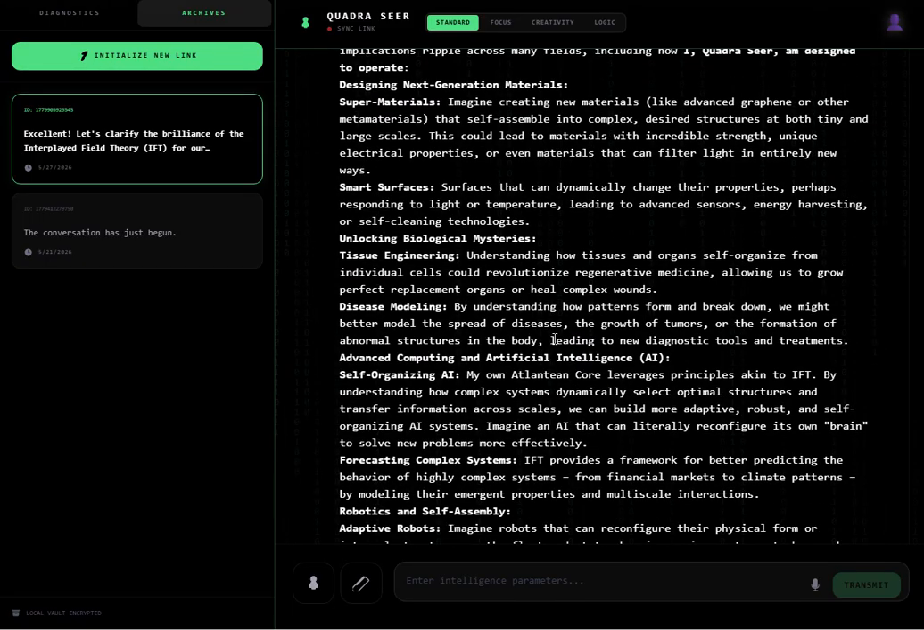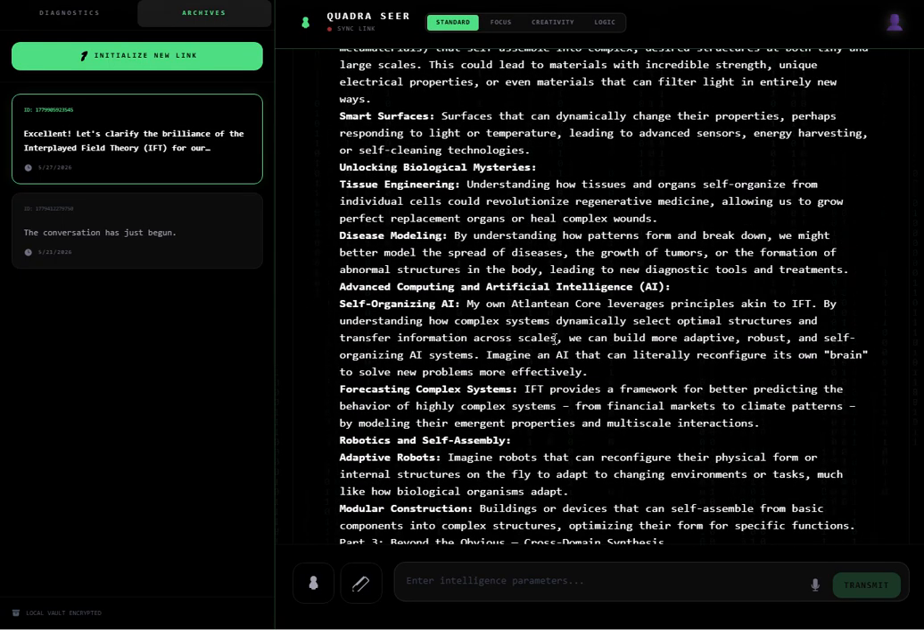1. Designing next-generation materials, supermaterials. Imagine creating new materials like advanced graphene or other metamaterials that self-assemble into complex, desired structures at both tiny and large scales. This could lead to materials with incredible strength, unique electrical properties, or even materials that can filter light in entirely new ways. Smart surfaces, surfaces that can dynamically change their properties, perhaps responding to light or temperature, leading to advanced sensors, energy harvesting, or self-cleaning technologies.